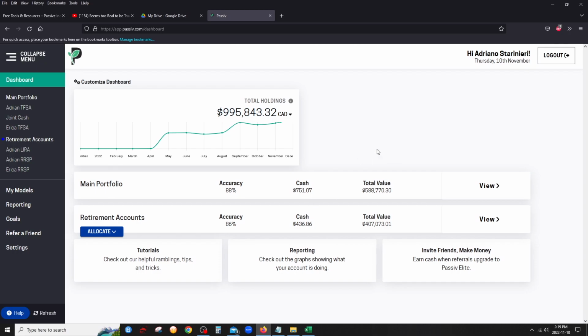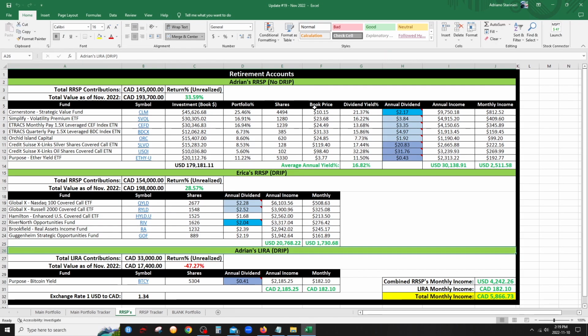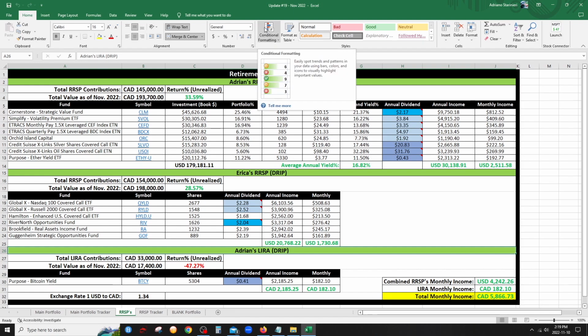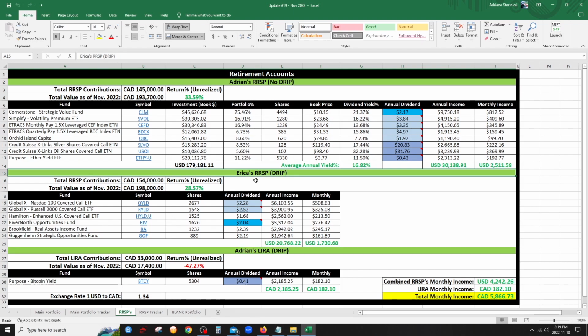The way I see it, I have 2 entities, my retirement accounts and my main portfolio, and that's exactly why I have it separated in the Excel sheet, which is what I show you after the Passive overview, right? This is the RSPs tab here, which is the 3 retirement accounts: my RSP, Erica's RSP, my LIRA. My LIRA is very small, and Erica's RSP is completely on DRIP. So this is just compounding away. I don't really manage or do anything. And then you have my RSP where there is no DRIP, but I just manually reinvest it every single month. I call it the manual DRIP, basically. So that's pretty much it in terms of structure.